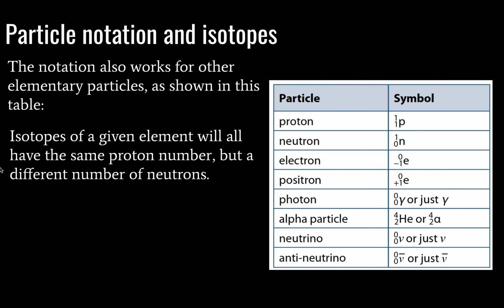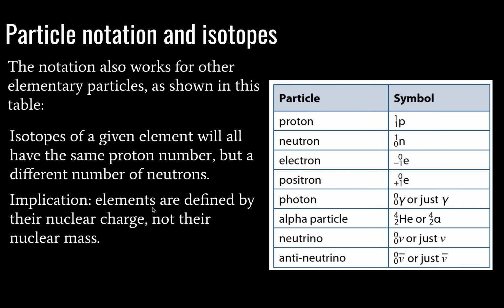Okay, so if we look at isotopes, they will have the same proton number, but they're going to have a different number of neutrons. So what this tells us, as we touched on earlier, is that elements are defined by their nuclear charge, but not by their nuclear mass.